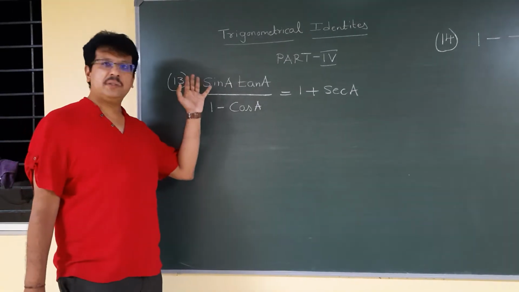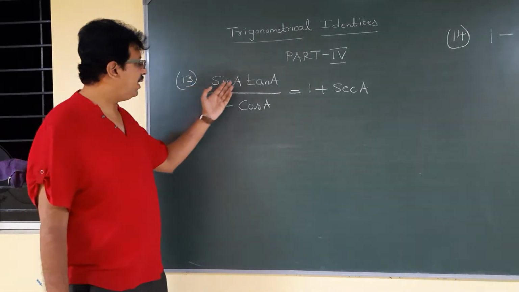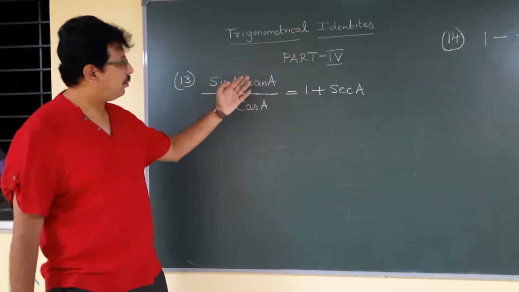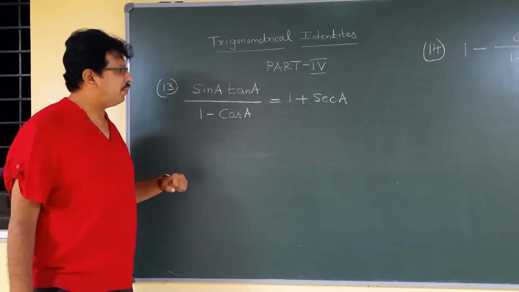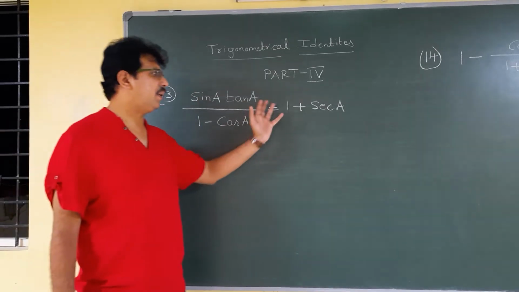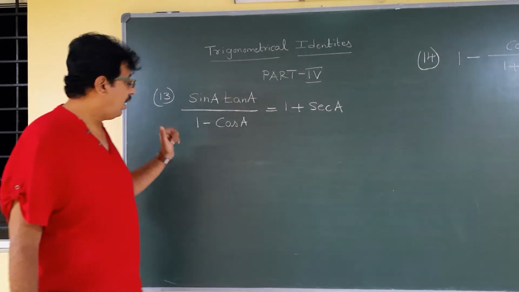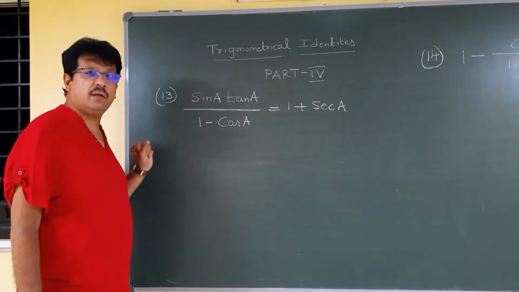So the next problem is we need to prove that sin A into tan A by 1 minus cos A equal to 1 plus secant A. So in this problem you can observe, children, the RHS is 1 plus secant A, and we have to be very clear about this.